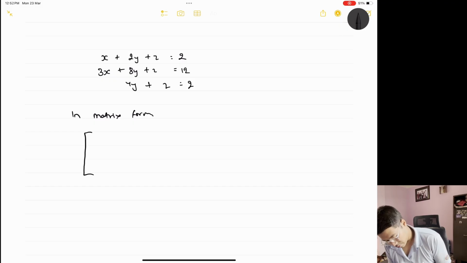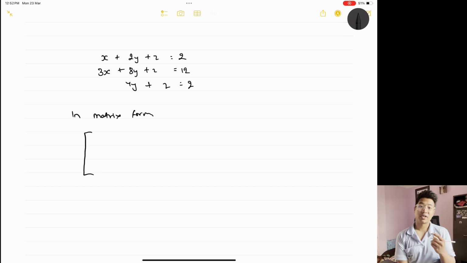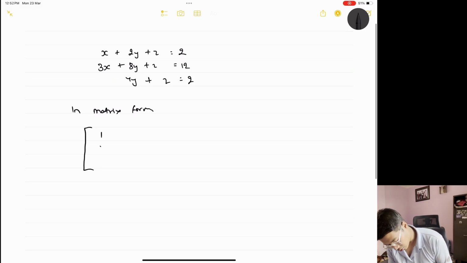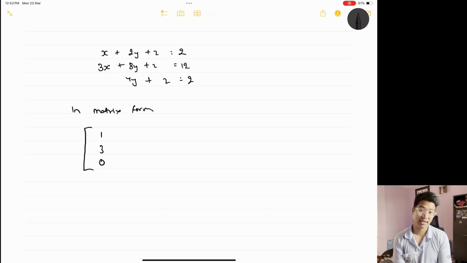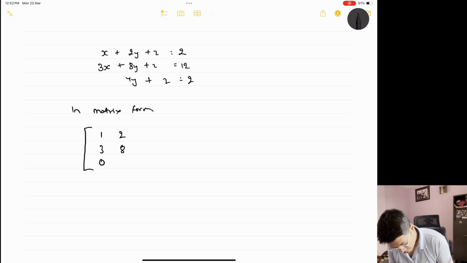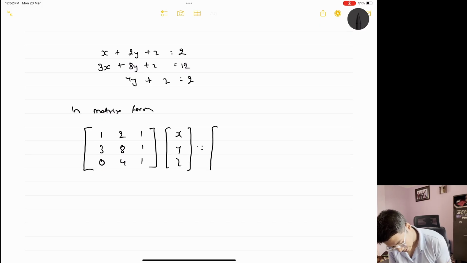So in matrix form, I know that I am supposed to list out the values of x in the first column. So that is 1, 3, and 0, because there is no x in the third equation. And you're going to do the same thing over here now. And then I'm going to separate out the x, y, and z's. And then I'm going to have 2, 12, and 2.